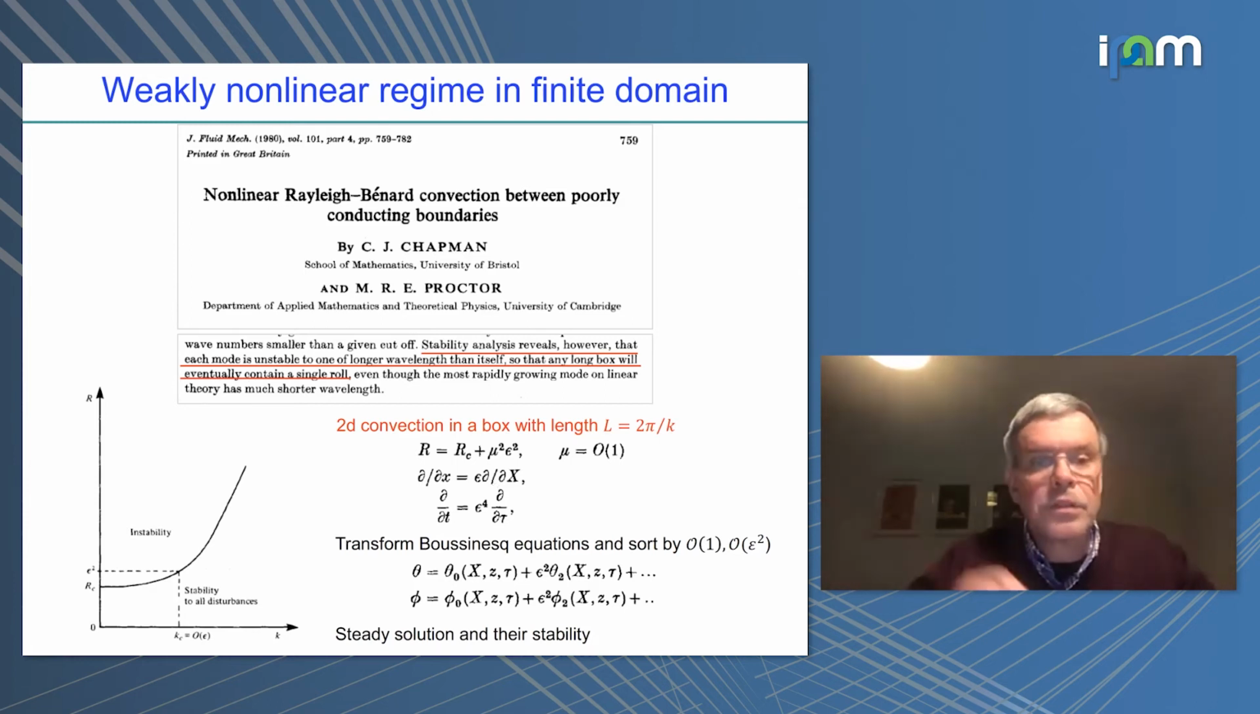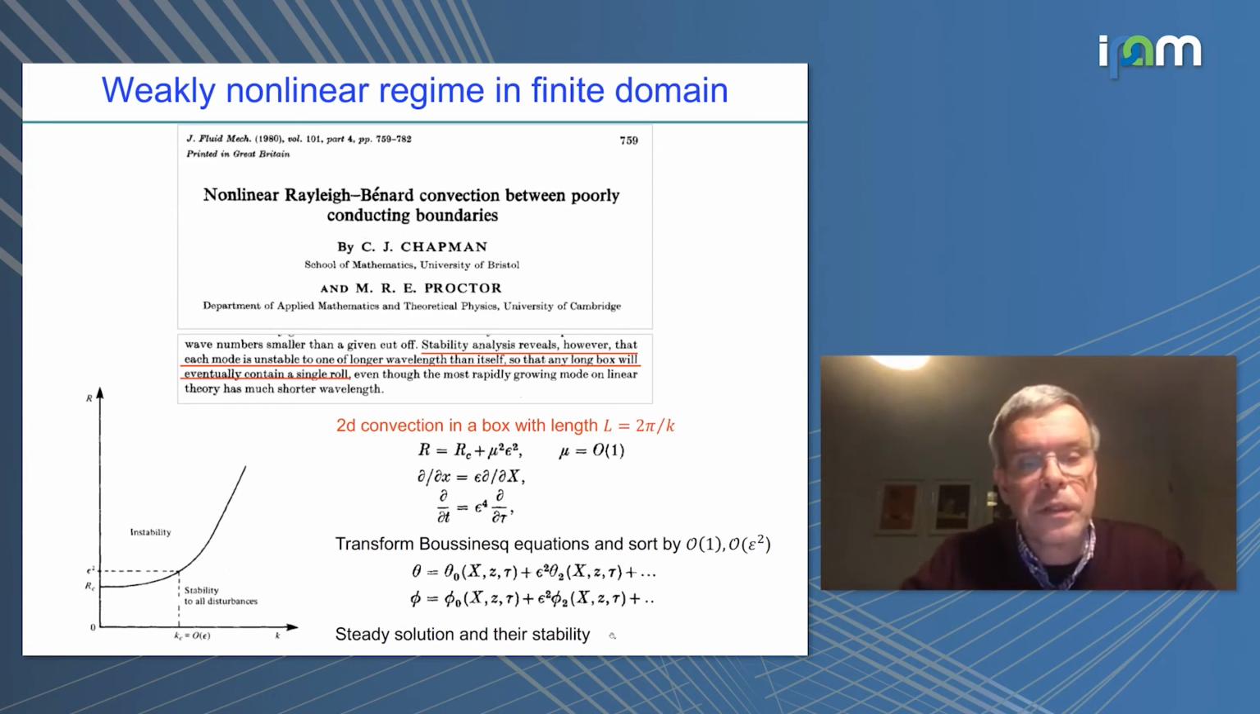You plug this into the Boussinesq equations, and then you do an expansion of the temperature and of the stream function in your flow. And in this way, you get a hierarchy of equations. You get solvability conditions, which result in another equation. You look for steady solutions and their stability.